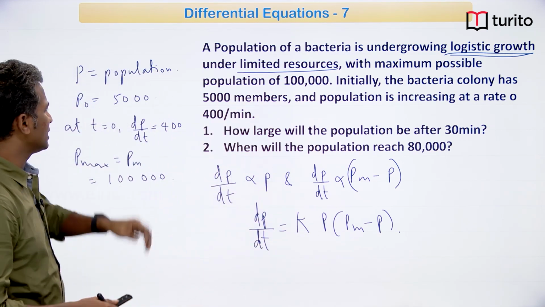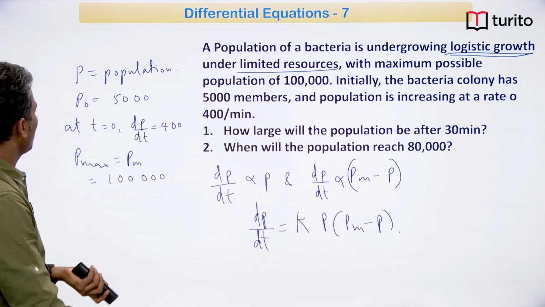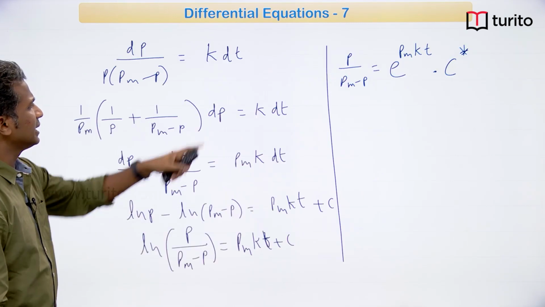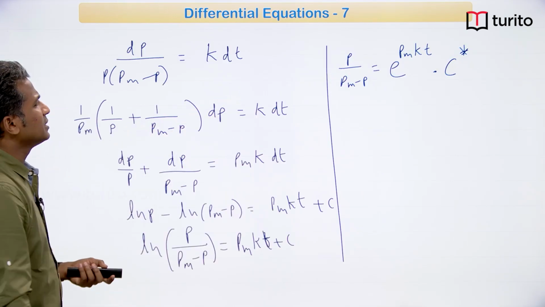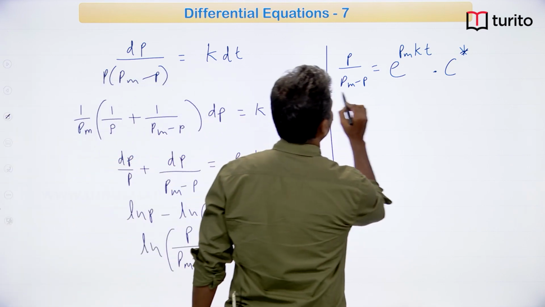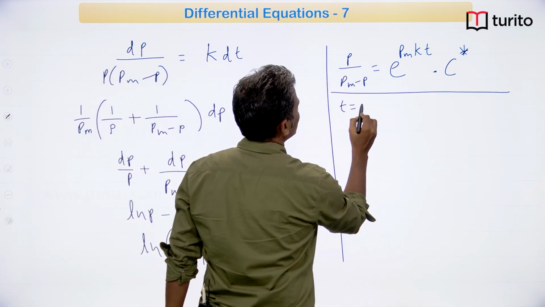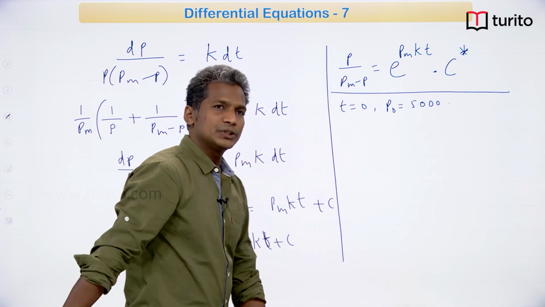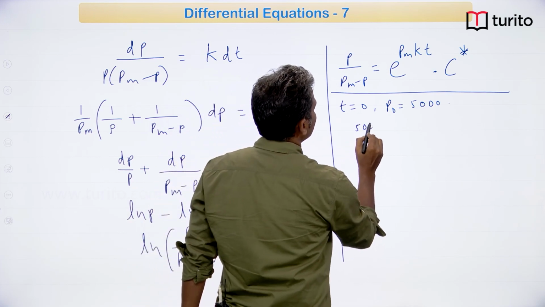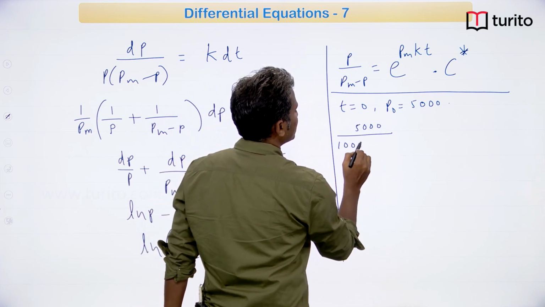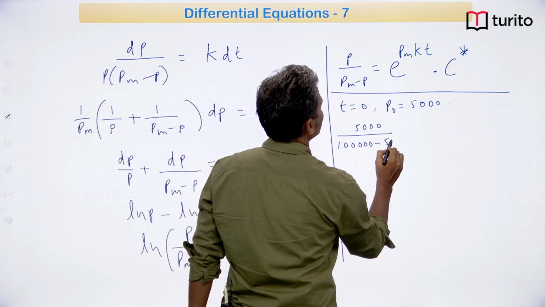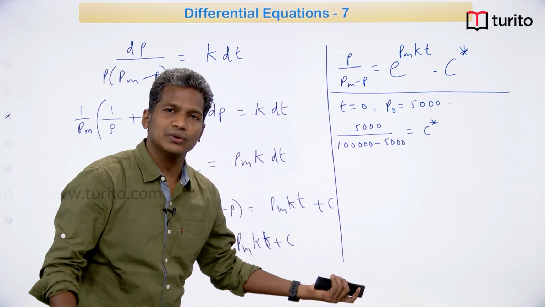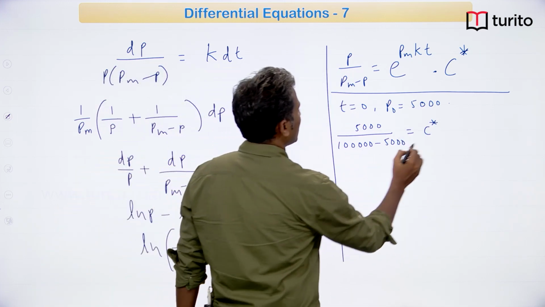Now let us apply these initial conditions and get the constants. Okay. So if I apply initial P naught to be 5000, I can get the integration constant C star. Okay. So at t equal to 0, P naught must be 5000, right. So which means 5000 divided by 100,000 minus 5000, this must be equal to C star into e raised to 0, e raised to 0 is 1. So this will come out to be how much?